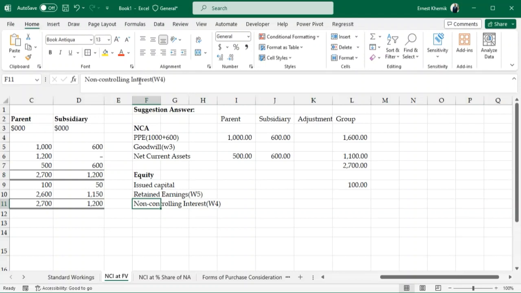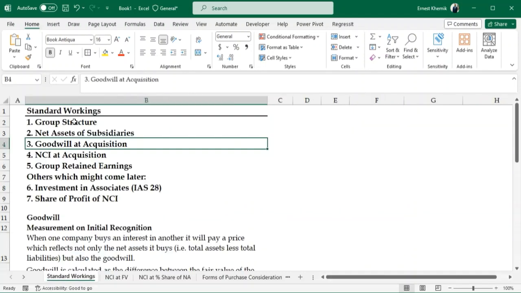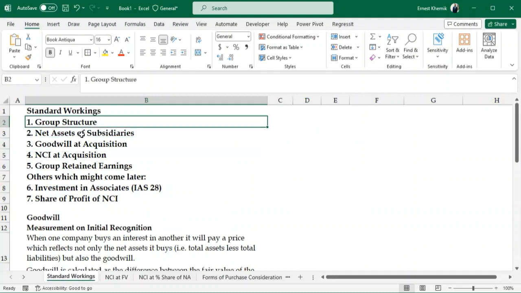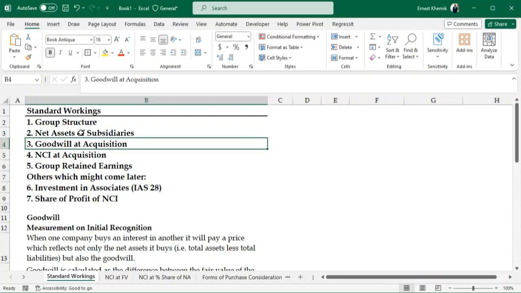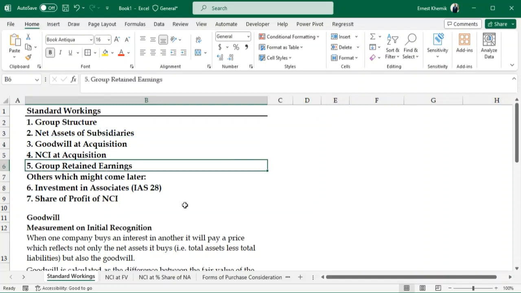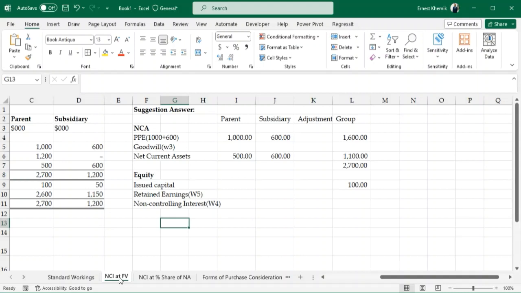So there are 5 standard workings, as we saw previously. The first one is the group structure, which we are going to look at very soon. The goodwill, the net assets of the subsidiary, which is working 2, goodwill working 3, NCI working 4, and then the group retained earnings working 5. All right, so now let's go to our workings.